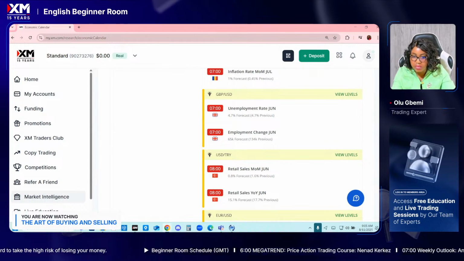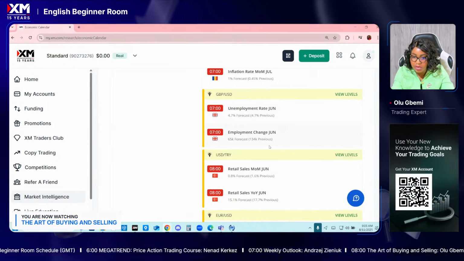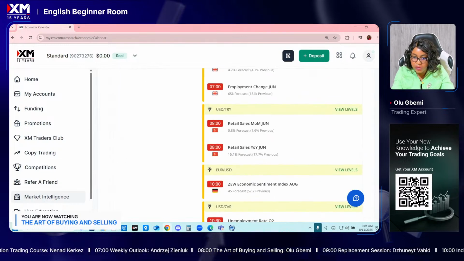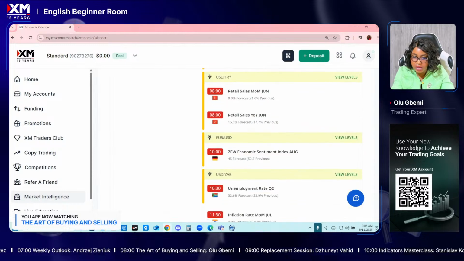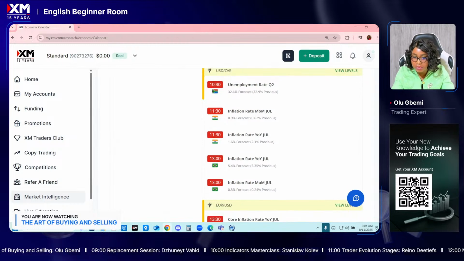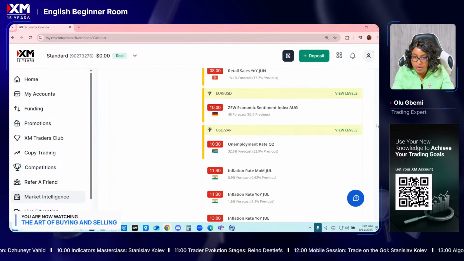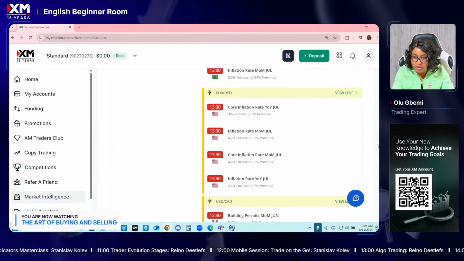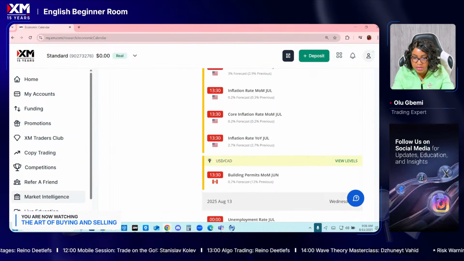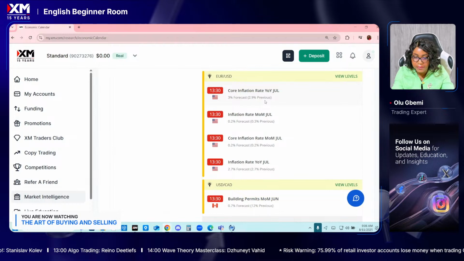And then we have unemployment rates and the employment report for the UK. Employment change, basically the employment report for the UK also tomorrow. For Turkey, we have retail sales. For South Africa, we have unemployment reports as well. And then we have for the US core inflation rates, general inflation reports. We're expecting the inflation report, and that usually would have some level of impact on the US dollar.